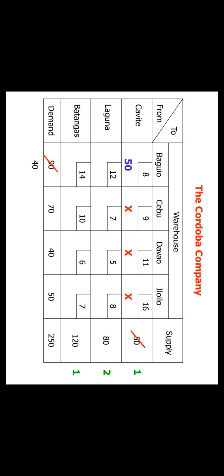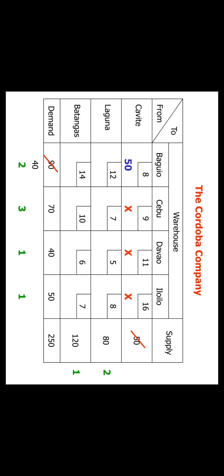So if we are to recompute the opportunity cost of each column, then it would simply be the difference between the two remaining cells per column. So for the column of Baguio, you have 14 and 12, the difference is 2. For the column of Cebu, you have 10 and 7, the difference is 3. For the column of Davao, you have 6 and 5, a difference of 1. And for the column of Iloilo, you have 7 and 8, also a difference of 1. And as a suggestion, we first erase the opportunity cost of the row that we have just eliminated to avoid confusion.